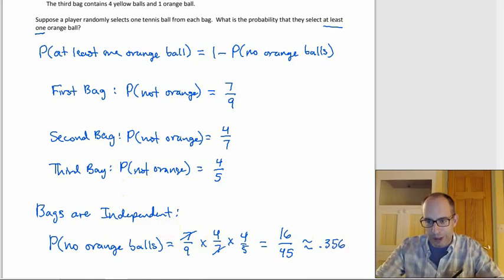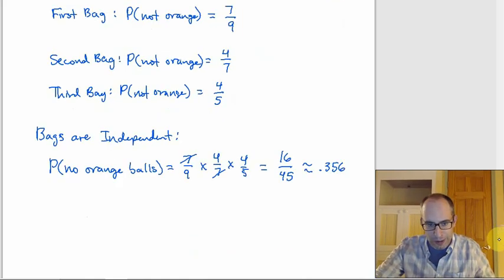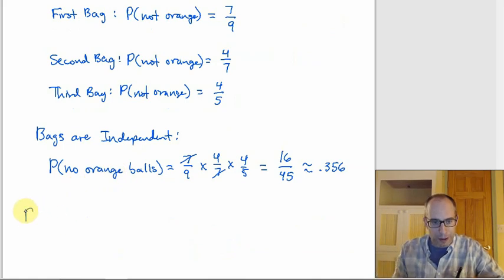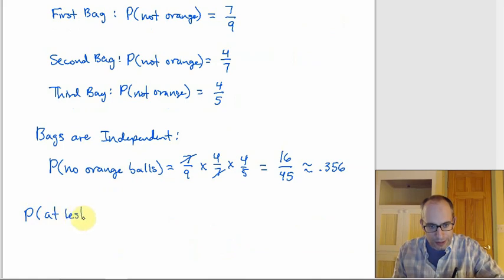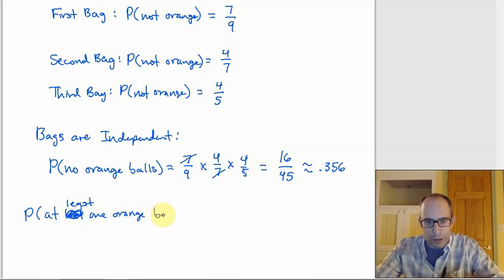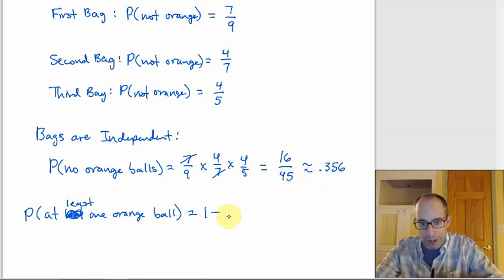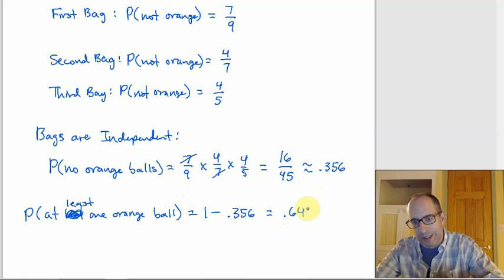So then if I scroll down slightly just so I can actually write a little bit more, the probability of at least, I'm missing a letter, least, there we go, one orange ball is going to be 1 minus the probability of no orange balls, so 1 minus 0.356, which would be 0.644. And that's the answer.